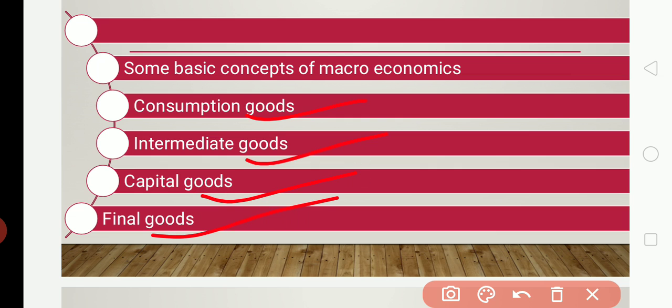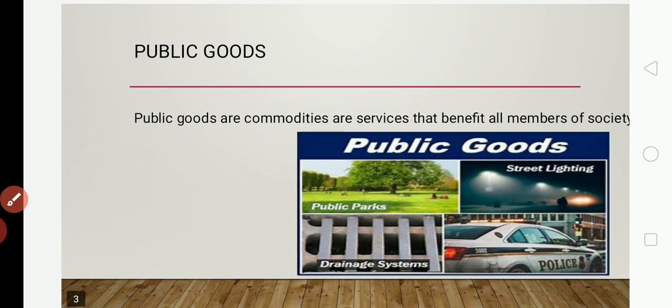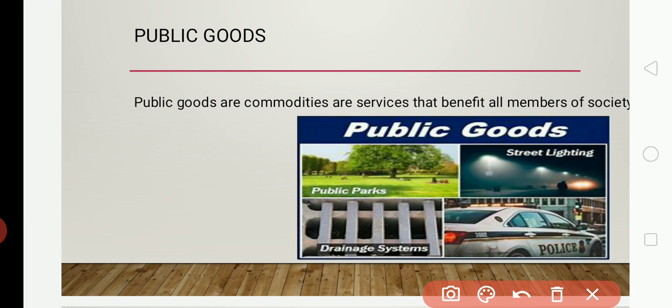Some basic concepts. We'll see what that is. Okay, one by one. First we will move towards what is not given in the list of some basic concepts. See, public goods, you will understand what is consumption goods, capital goods, intermediate goods, final goods. So to understand that we have to know what public goods are also. There is a difference between economic goods and public goods.